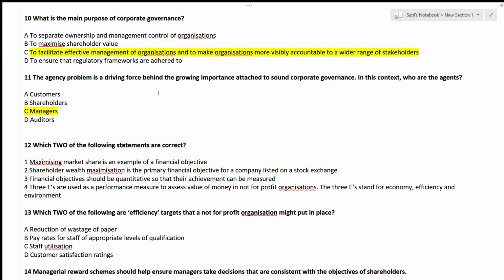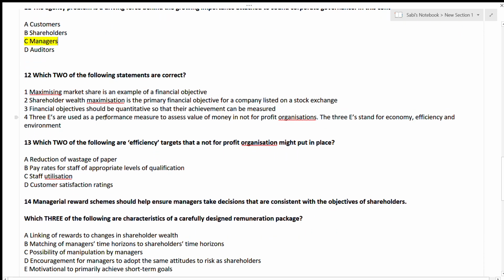Now, let's read 12. Which two of the following statements are correct? Maximizing market share is an example of financial objective. No, we earlier saw in question 2 that maximizing market share is not a financial objective. So that's not correct. 2, right? Shareholder wealth maximization is the primary financial objective of a company listed on a stock exchange. Yes. 3, financial objective should be quantitative so that the achievement can be measured. Yes. 2 and 3 look correct.